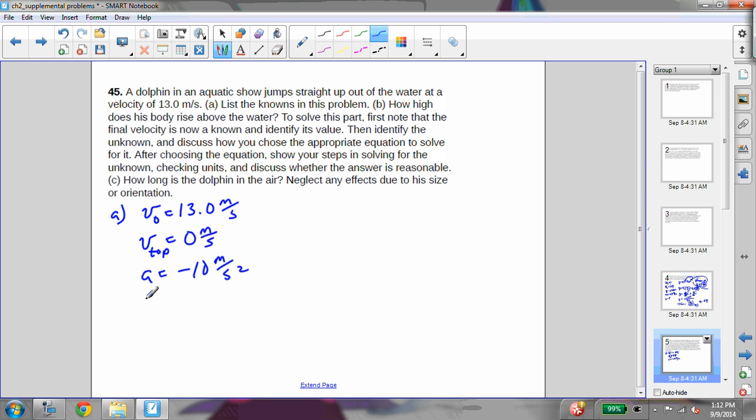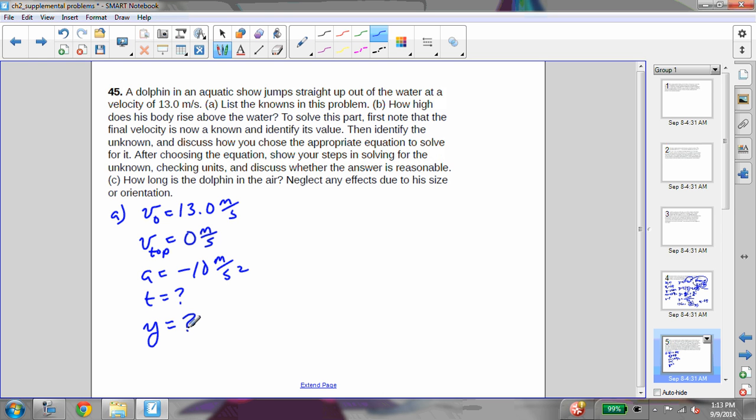Let's see. I like to list my unknowns as well. I don't know how long it takes him to go up. I don't know how high he goes up, do I? No. All right, so that looks like what we have here. So how high does this body rise above the water? To solve this part, first note the final velocity is a known and identify its value. We've already done that as 0. Then identify the unknown and discuss how you choose the appropriate equations for it.